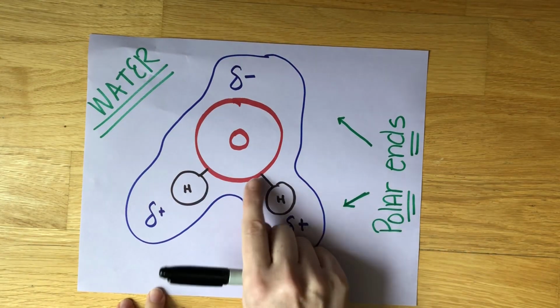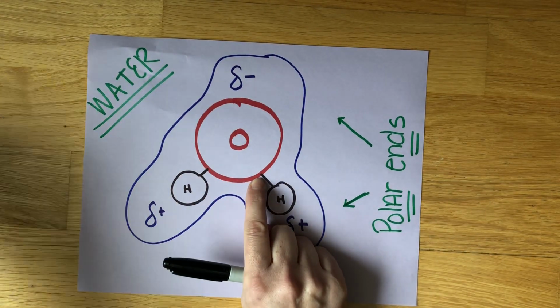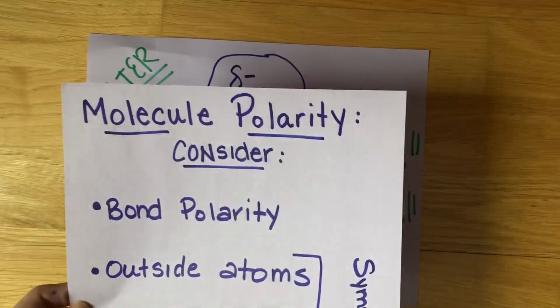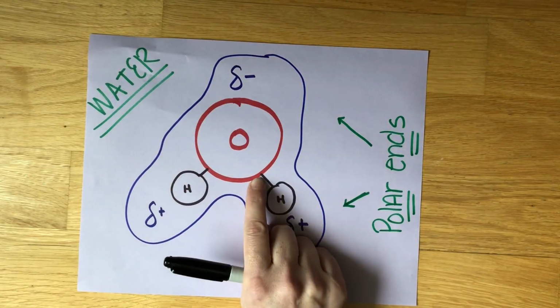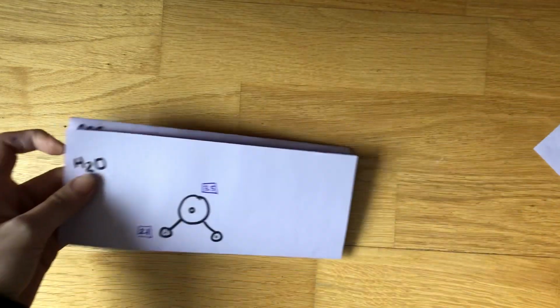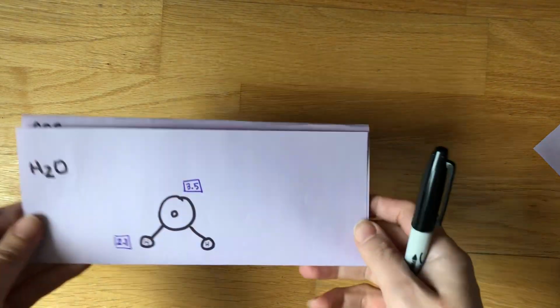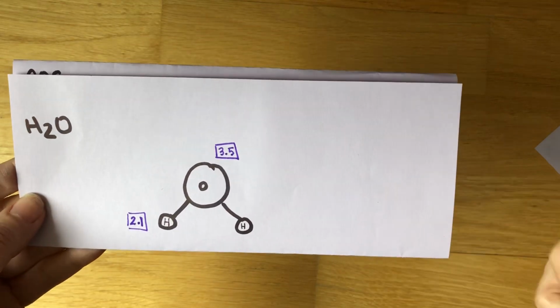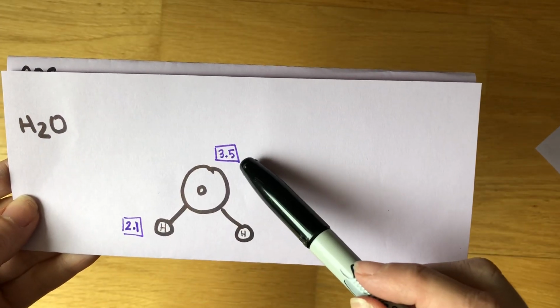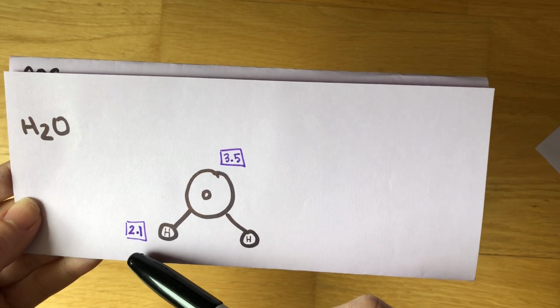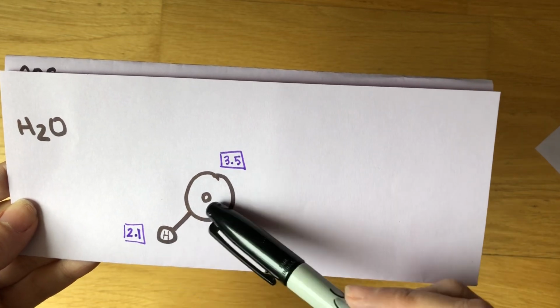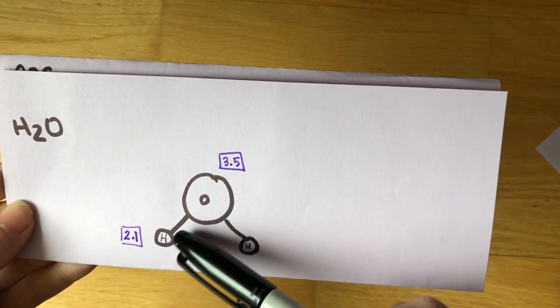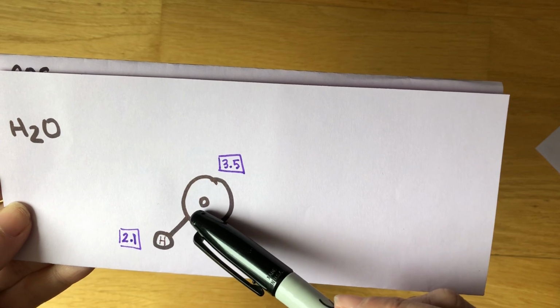That's the bond. But remember, that's not the only thing I consider when I do a molecule polarity. That's just the first thing. So here's water just drawn a little bit more simply. And I went ahead and I looked up the values for oxygen. And so oxygen's electronegativity is 3.5 and hydrogen's is 2.1. So clearly oxygen is more electronegative. So the electrons in this bond are pulled closer to oxygen.